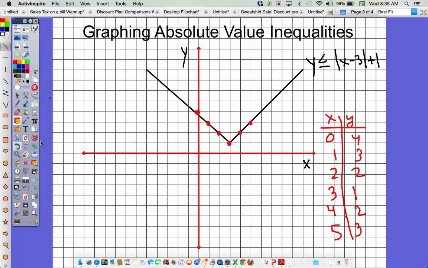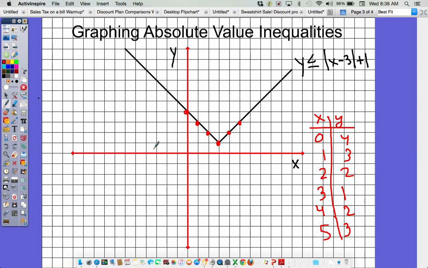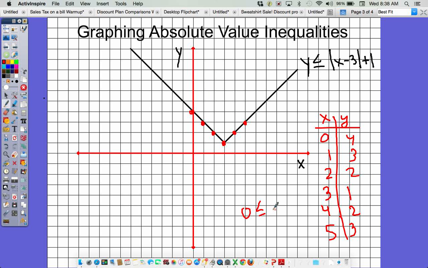And when we test our point, we're going to test 0, 0. So we want to know, is 0 less than or equal to the absolute value of 0 minus 3, which is 3, plus 1, which is 4? That is true. And so the point 0, 0 was in a true area, so that means we can shade everything down here.